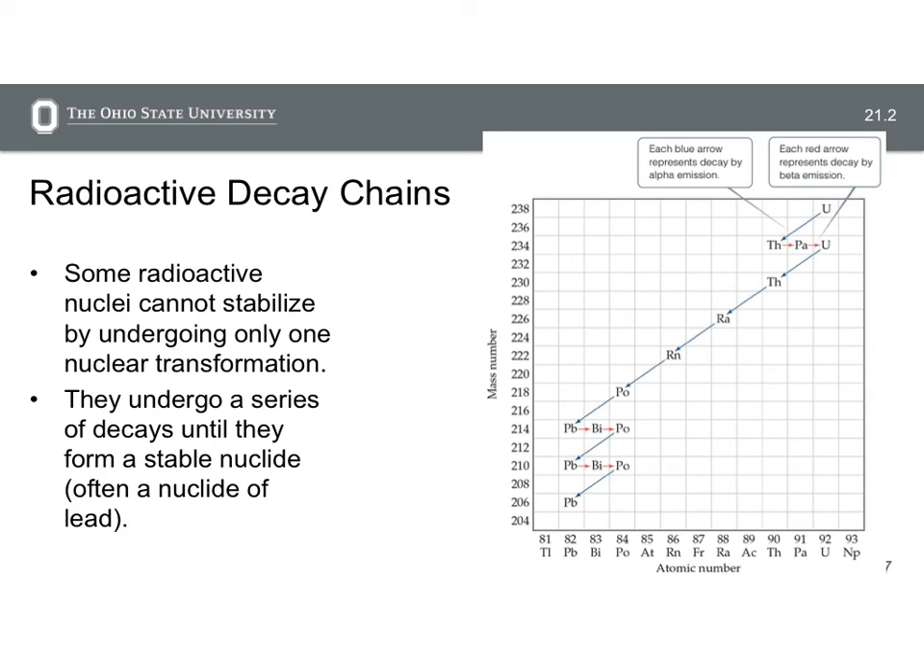Okay, so radioactive decay chains, these are actually kind of cool. Some radioactive nuclei can't just stabilize by doing one nuclear transformation, and then that's it. They undergo a series of transformations until they form a stable nuclide.